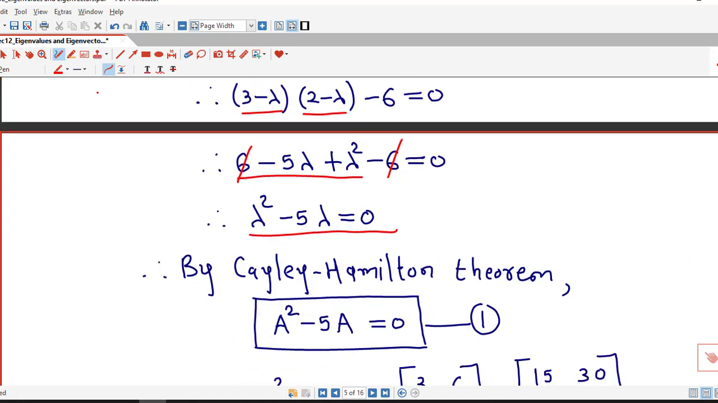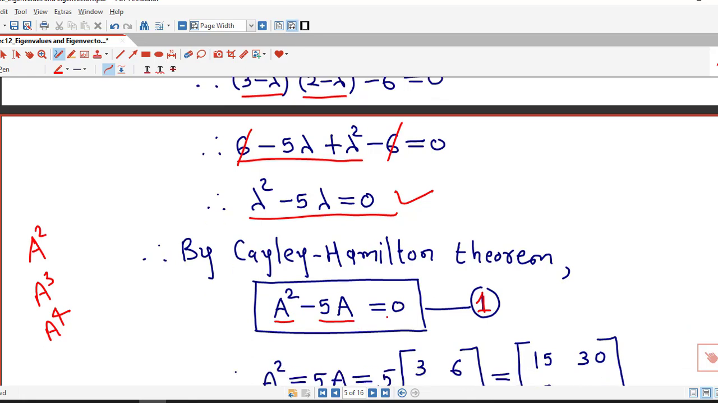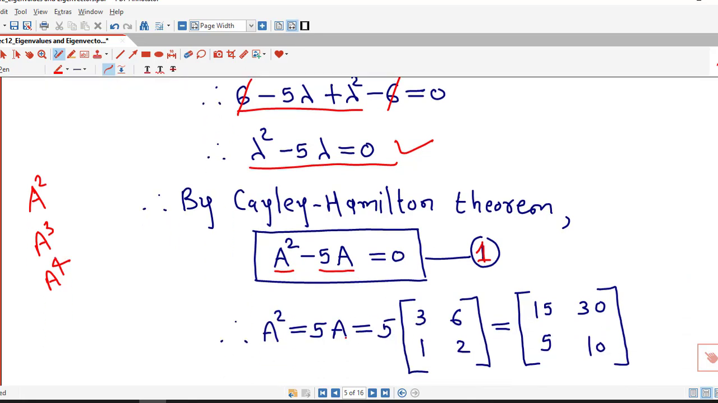So we can replace lambda by A in this equation by the Cayley-Hamilton theorem. So we obtain A square minus 5A equal to 0. So using this equation, we will calculate the required powers. We are asked to find out A square, A cube and A raised to 4. So from this equation we can obtain A square directly. A square is nothing but 5 times A. So we multiply each entry of the given matrix by 5 and we obtain A square.